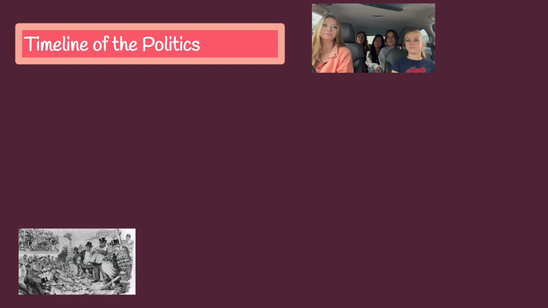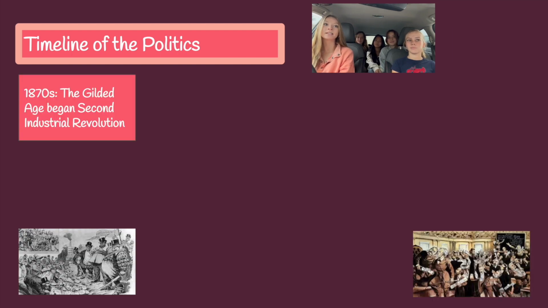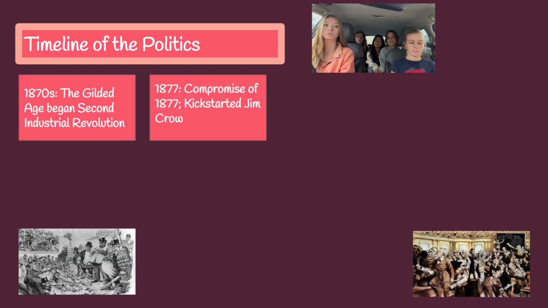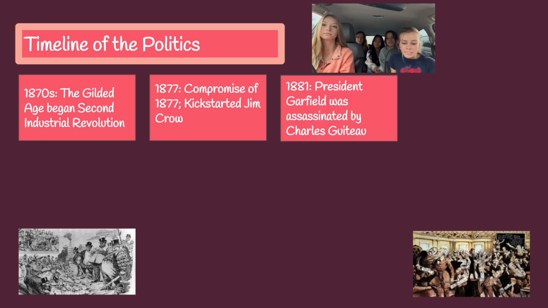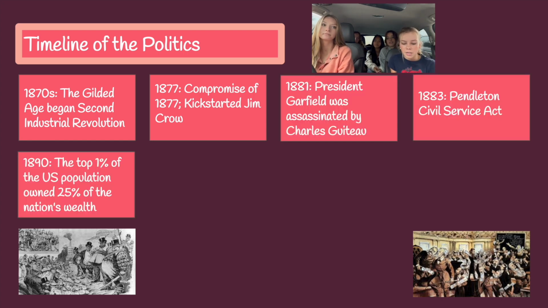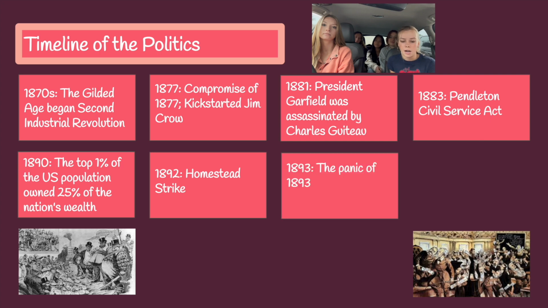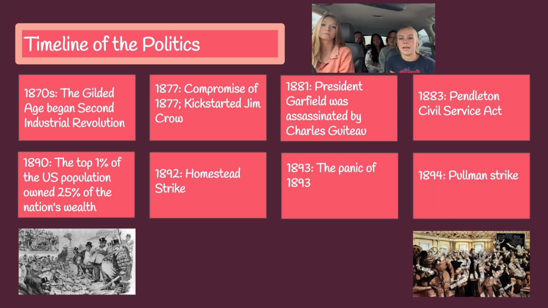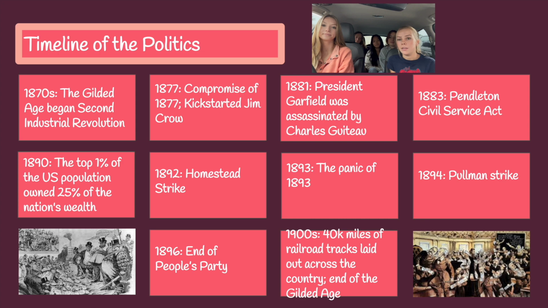Timeline of the politics during the Gilded Age. In the 1870s, the Gilded Age began, the Second Industrial Revolution. The Compromise of 1877 removed all remaining military forces from former Confederate states and appointed Rutherford B. Hayes as president. This brought peace and the end to Reconstruction, and also kickstarted Jim Crow. In 1881, President Garfield was assassinated by Charles Guiteau. In 1883, the Pendleton Civil Service Act forbade presidents from awarding government positions to their supporters.